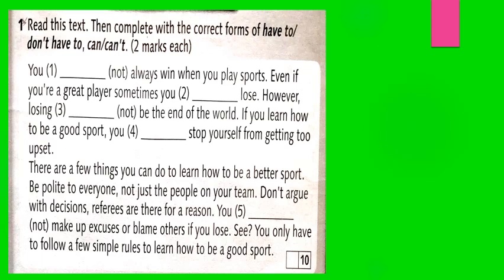Number 1. You can't always win when you play sports. So here we have negative form, and here I'm talking about something is not possibility. إذا هنا أتحدث عن شيء غير ممكن. So you can't always win. لا تستطيع الفوز دائما عندما تلعب الرياضات.